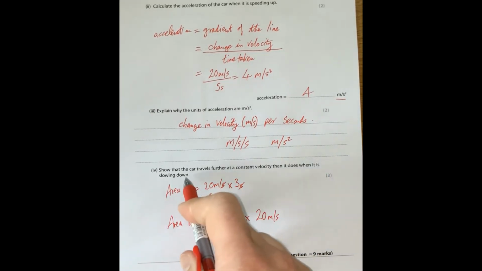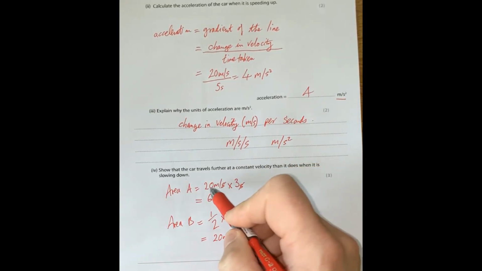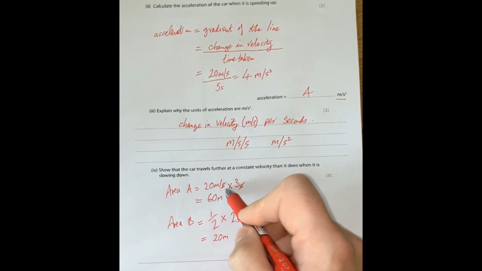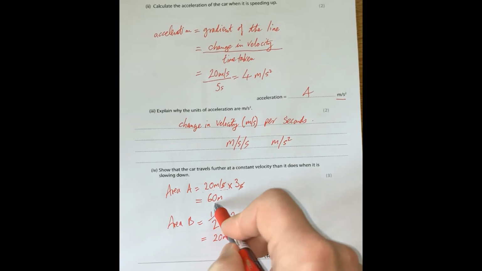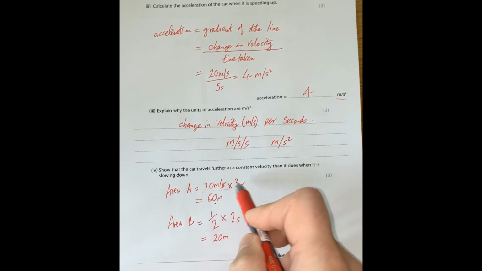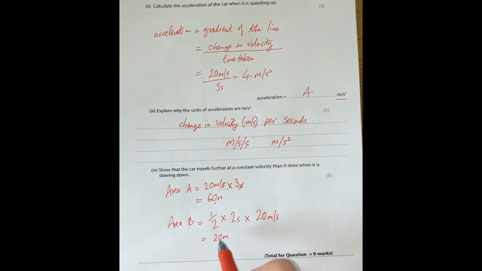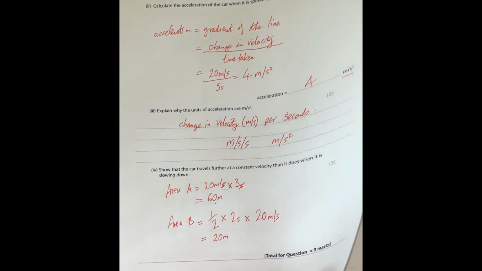Okay, and it says show that the car does travel further at a constant velocity when it's moving for 3 seconds at constant 20 meters per second than it does when it's slowing down. So it travels a whole 60 meters in those 3 seconds at constant velocity, and it only travels 20 meters when it's decelerating over 2 seconds. Right.